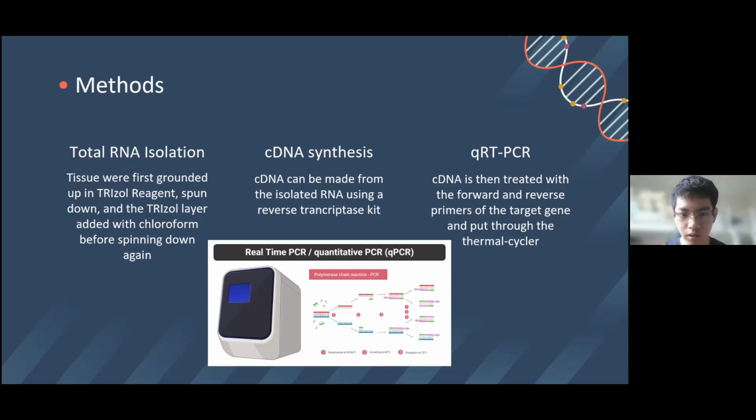The second component of this experiment is the cDNA synthesis. cDNA can be made using the isolated RNA from the previous step with a reverse transcriptase kit. After the cDNA has been made, I then treated the cDNA with forward and reverse primers of the target gene that I want to measure and put them through the thermal cycler.